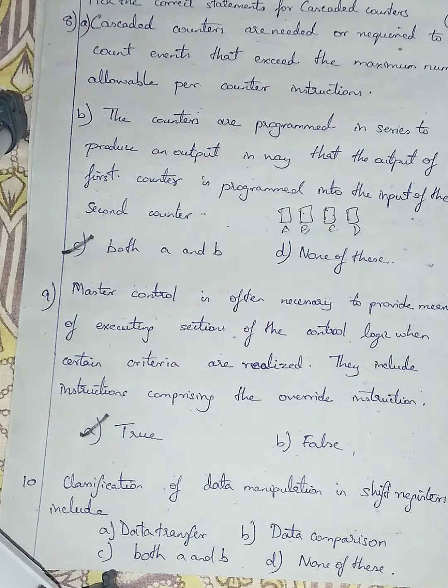Question number 10, classification of data manipulation in shift registers include. There are two classifications of data manipulation in shift registers. One is data transfer, the other one is data comparison. So I'm going with option number C, both A and B.